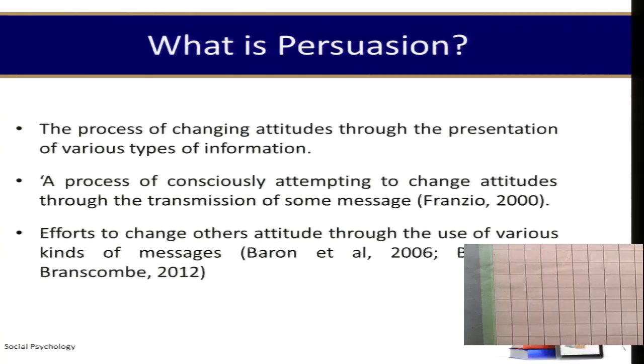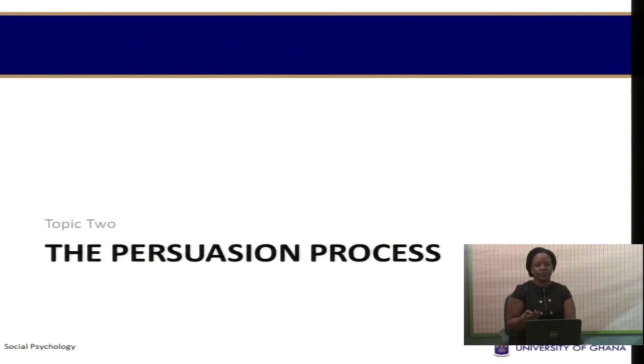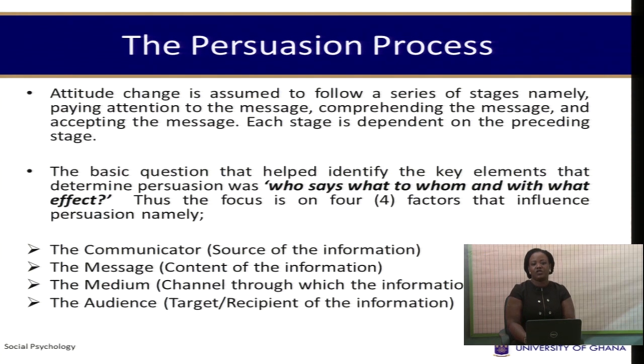right? So I've mentioned three things here. Different information presented through different means, presented at different periods, just to get a person to change one attitude to another. So what does the process involve, the persuasion process? We said that attitude change follows a series of stages, and each of the stages is dependent on the other.